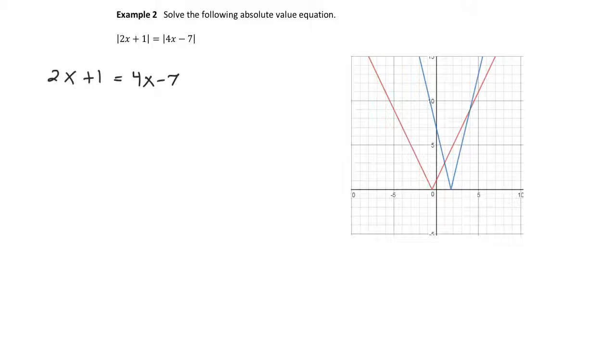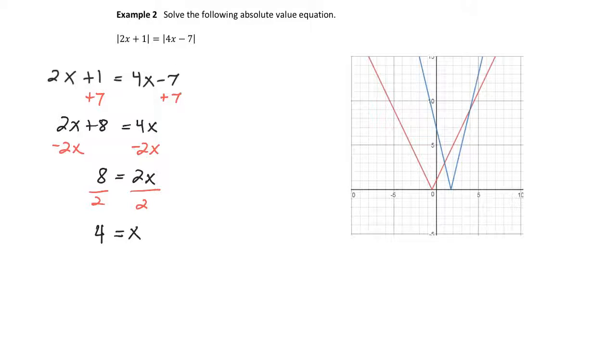Let's solve this. To solve for x, I'm going to add 7 to both sides. I get 2x plus 8 is equal to 4x. I'll then subtract 2x from both sides, and I get 8 is equal to 2x. And after I divide both sides by 2, I get x is equal to 4.